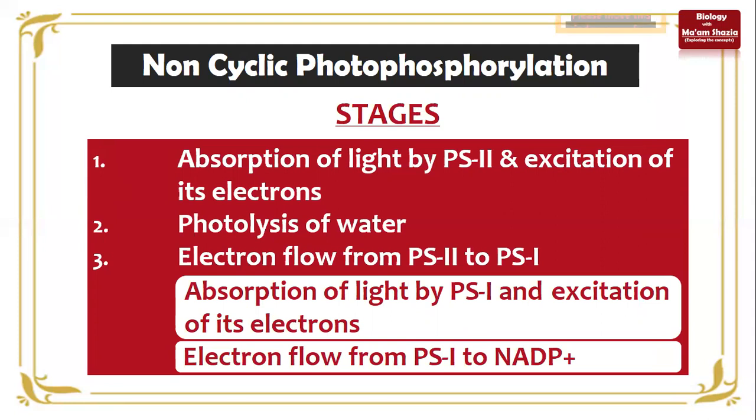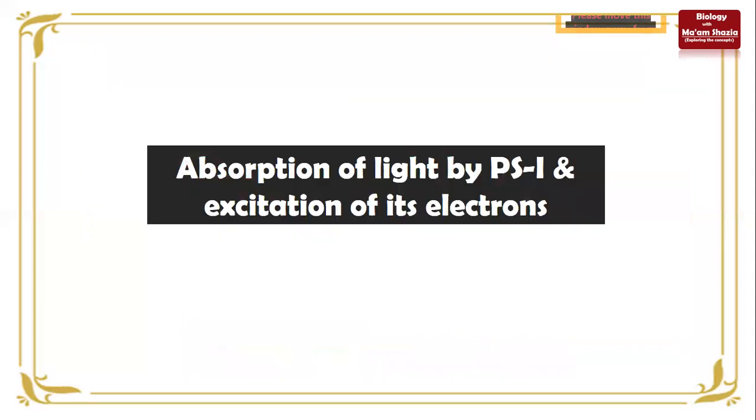Next are the two steps we are going to discuss in our today's lesson. These are absorption of light by PS1 and excitation of its electrons. So today we are going to discuss the second photosystem, how it is going to be excited and how its electrons behave after excitation. And then the last step is electron flow from PS1 to NADP. So the next step is the second electron transport chain, how it works. Right. So let's start with today's lesson, absorption of light by PS1 and excitation of its electrons.